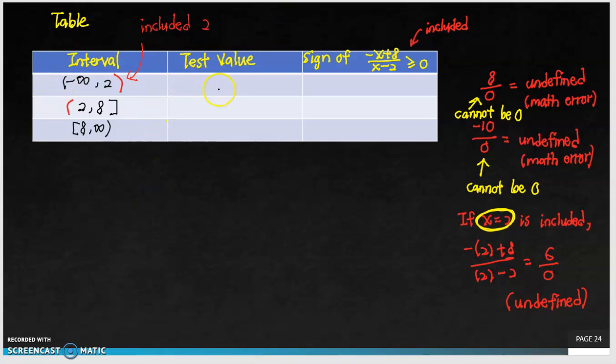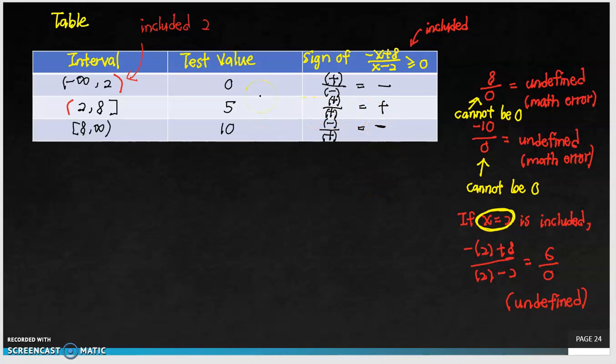Next, the test values. We just choose a test value for each interval. For negative infinity to 2, I can choose 0. For 2 to 8, I can choose 5. For 8 to infinity, let's say I choose 10. Substitute into x. For 0, negative 0 plus 8 is positive, and 0 minus 2 is negative, so positive over negative is negative. For 5, negative 5 plus 8 is positive 3, and 5 minus 2 is positive, so it is positive. Finally, for 10, negative 10 plus 8 is negative, and 10 minus 2 is positive, so it is negative.